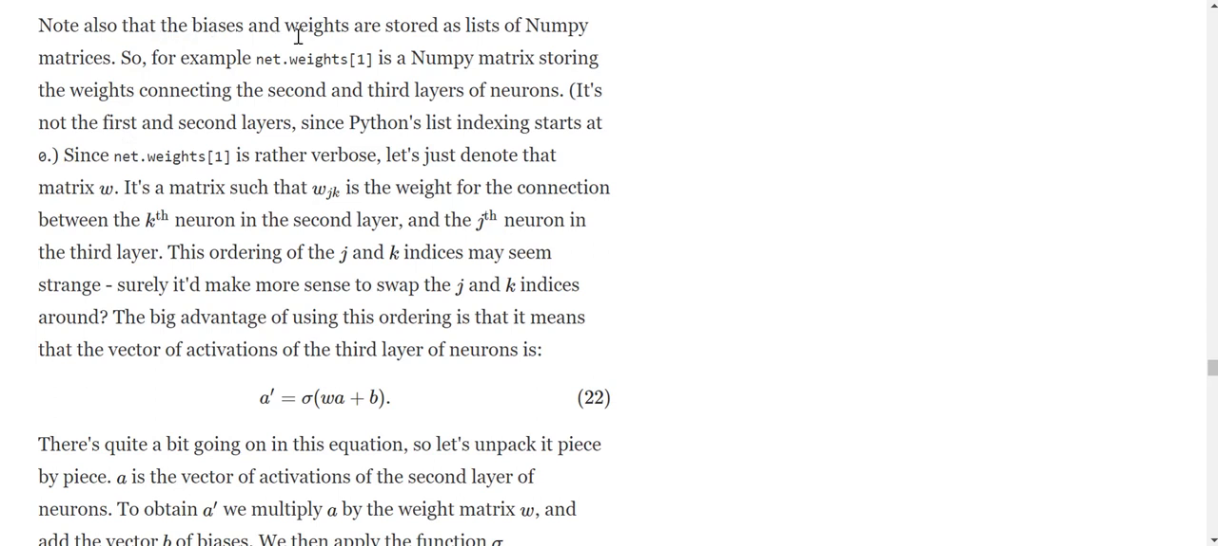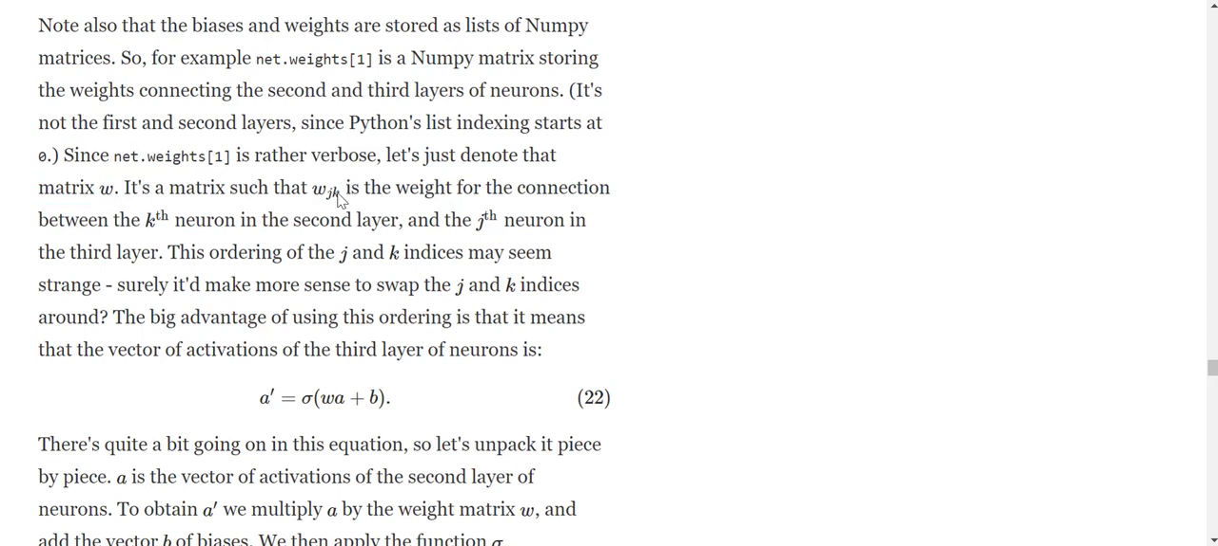Note also that the biases and weights are stored as lists of numpy matrices. So for example, net.weights[1] is a numpy matrix storing the weights connecting the second and third layers of neurons. It is not the first and second since Python's indexing starts at 0. So 0 would be the first and second, 1 would be the second and third, and so on. Since net.weights[1] is rather verbose, let's just denote that matrix W.